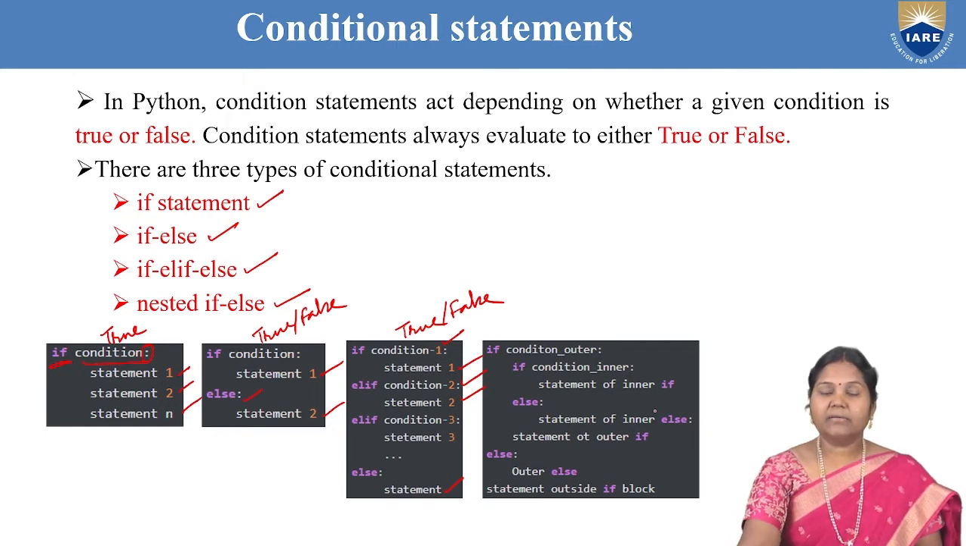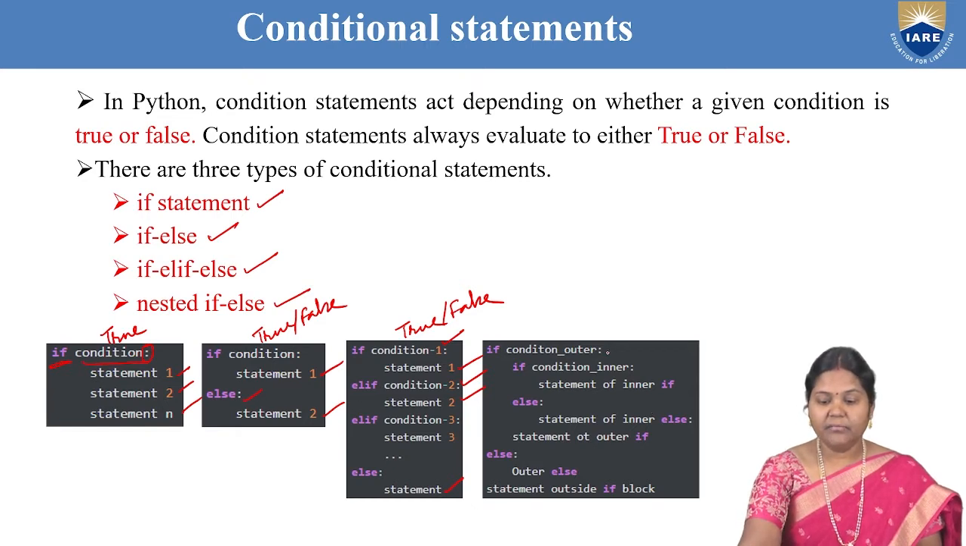Now, the last category of statements under conditional statements is called nested if-else. Nested means an if within an if. You can write several levels of nesting: inside one if you can write another if, and a third if and fourth if. That level of nesting you can do. There is no restriction on the level of nesting.